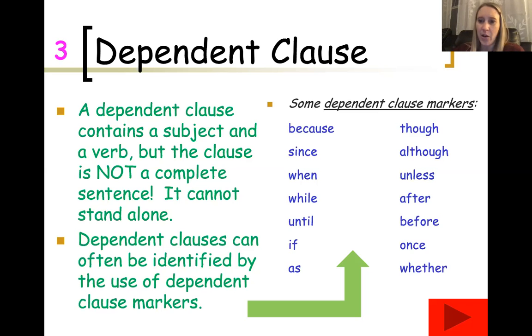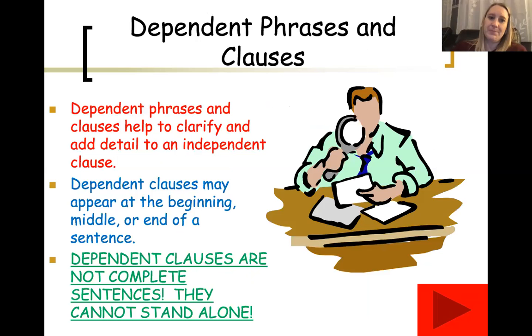It cannot stand alone. So if I just come up to you and I say, I'm going to the store because, and I just leave it there, or because I went to the store, it doesn't make sense, right? It needs help. It needs that independent clause. Dependent clauses, as phrases and clauses, help clarify and add detail to an independent clause. They can appear at the beginning, the middle, or the end of a sentence. But the one thing I want you to remember is they cannot stand alone.